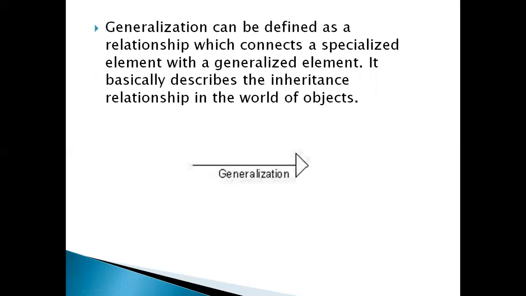What is generalization? Generalization can be defined as a relationship which connects a specified element with a generalized element. It basically describes the inheritance relationship in the world of objects. Generalization is basically used for describing or defining the interface. So this is the symbol of generalization. It is a straight line with an empty arrow.